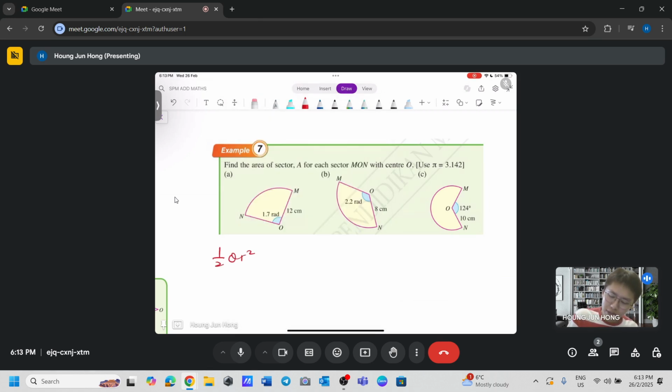Half theta r squared, half times 1.712 squared. Oh, my calculator has no battery. It's okay, I'll just use the answer from my textbook. It should be 122.4 cm squared. Similarly, this one is again very simple: half theta r squared, half times 2.28 squared. This should be 70.40 cm squared.